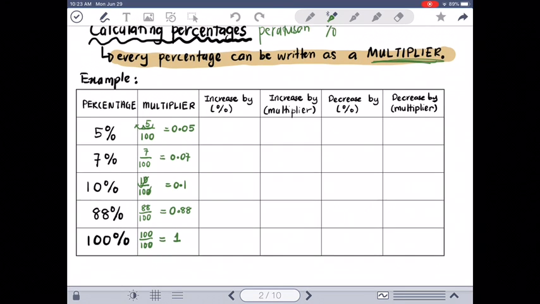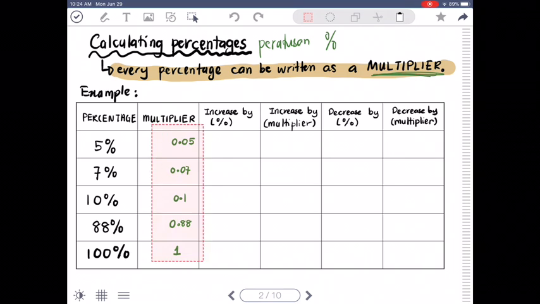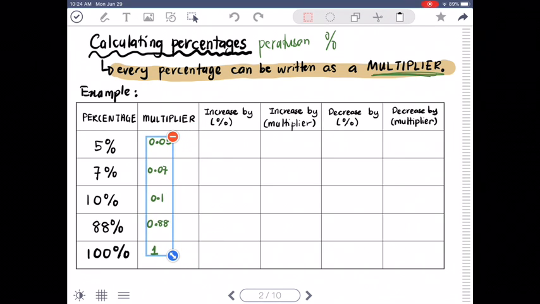So basically, if you want to find the value of the multiplier, it's very easy. You can just observe and divide by 100. You do not have to do the workings here. You can simply write down the multiplier directly, right?